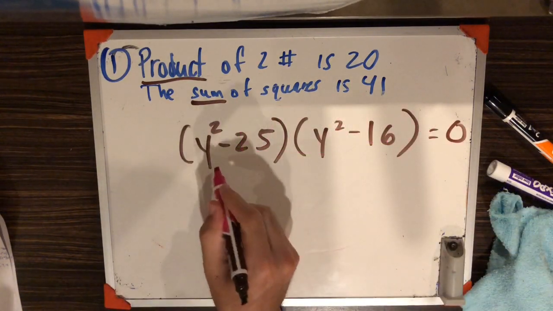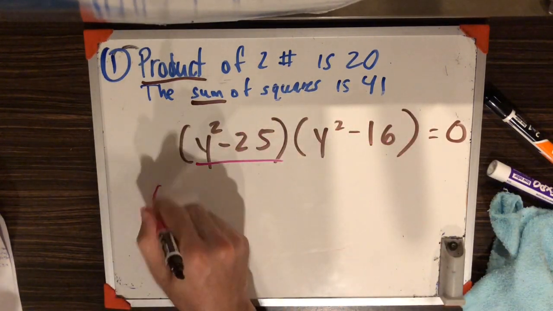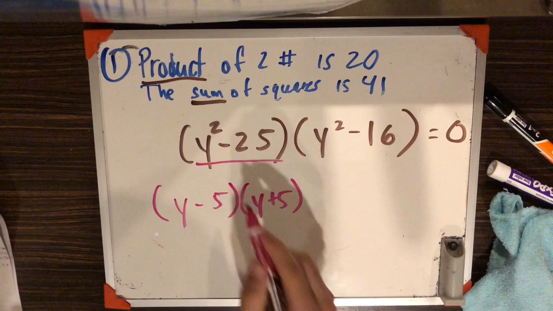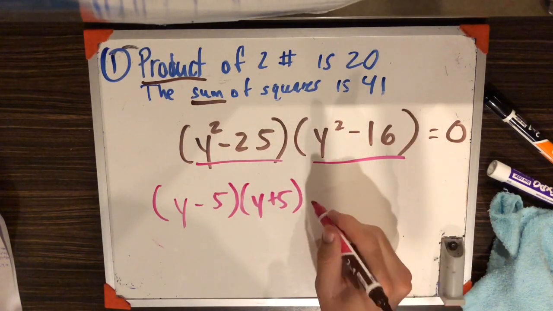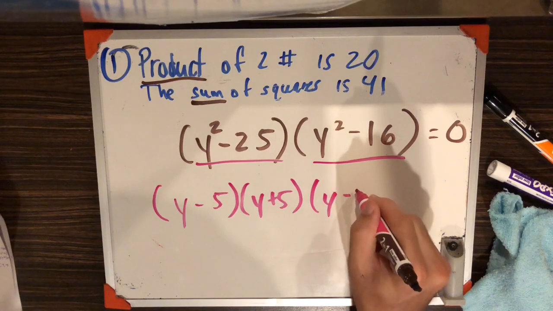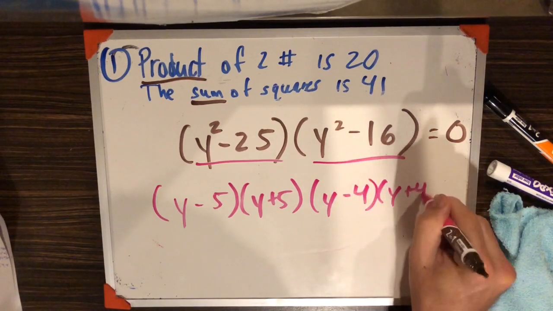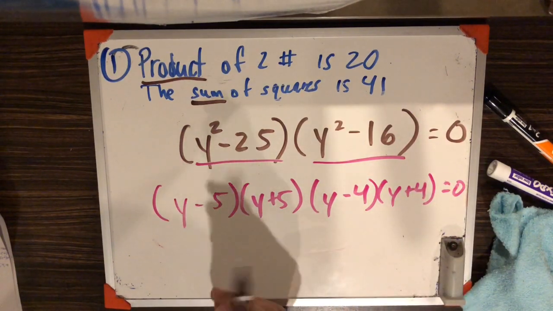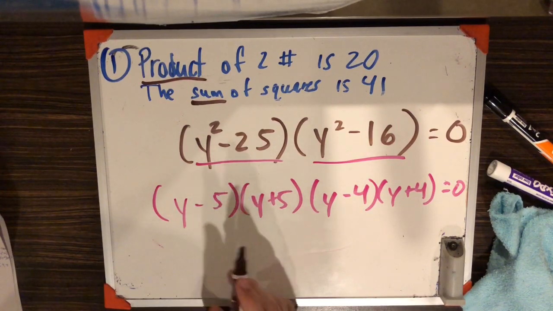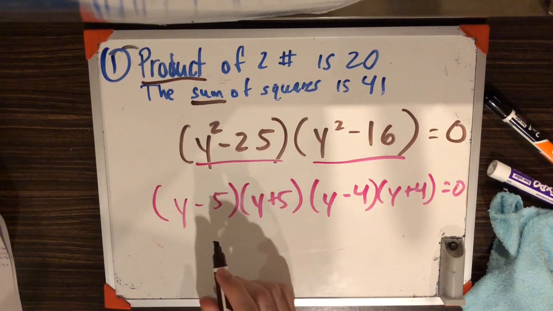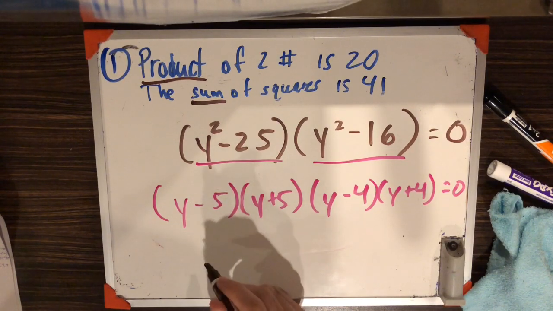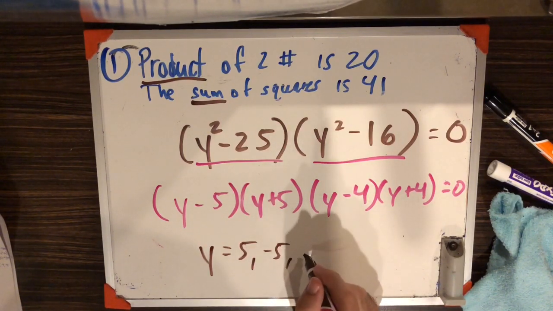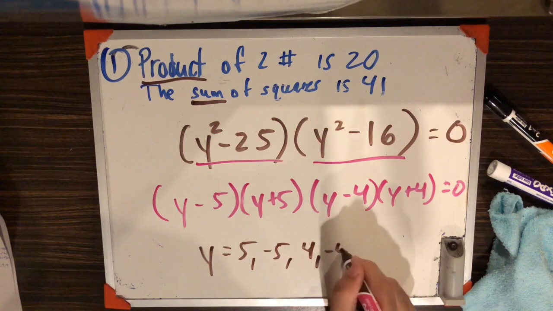So remember, this factors even more, right? This is something that you've seen before. So y minus 5 times y plus 5 is equal to y squared minus 25. And for here, y minus 4 times y plus 4 is equal to y squared minus 16. That's how you end up factoring this. Your possible values for y, or actually x in this case, basically end up being y is equal to 5, y could be equal to negative 5, y could be equal to 4 or negative 4.